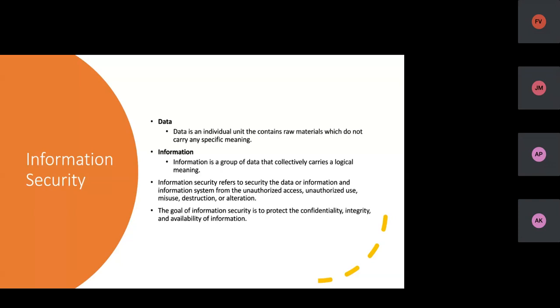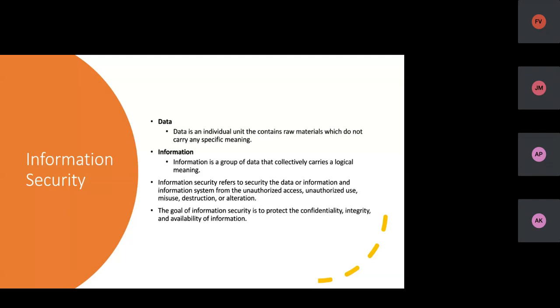If I input something into my computer, maybe a word or a letter, it's data. It is not necessary that it makes sense. It might make sense, might not. But it's actually individual input containing raw material which does not carry any specific meaning. Data is what the user gives to the computer. What you give to the computer is what is called data.